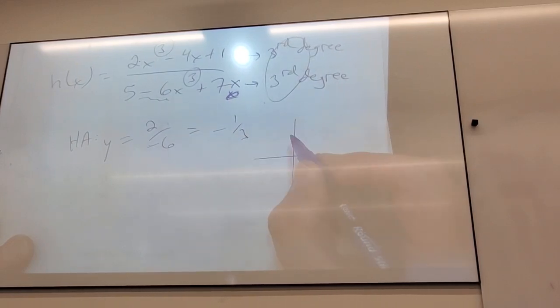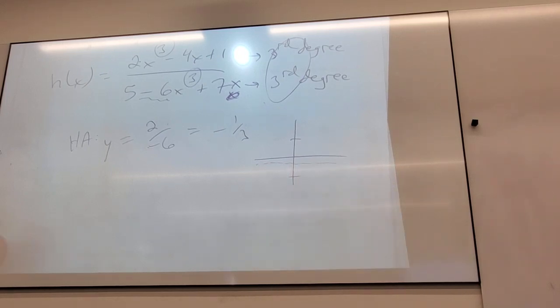So if I were to graph this, at -1/3 there would be a horizontal asymptote. We won't graph that one because that one's a little bit gross. Okay.